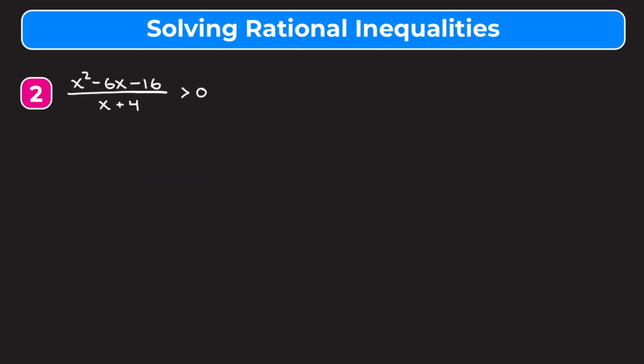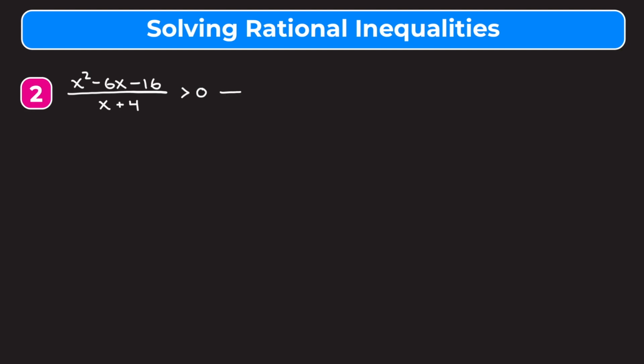So if we take a look at example 2, we have (x² - 6x - 16)/(x + 4) is greater than 0. And this time we have a trinomial in the top of our fraction and a binomial in the bottom. For the first example, we just had a binomial in the top and bottom. So what we want to do for this problem is first factor the top, because remember our goal is to figure out what makes the top and bottom of our fraction 0, and in order to do that we need the top and bottom to be factored.